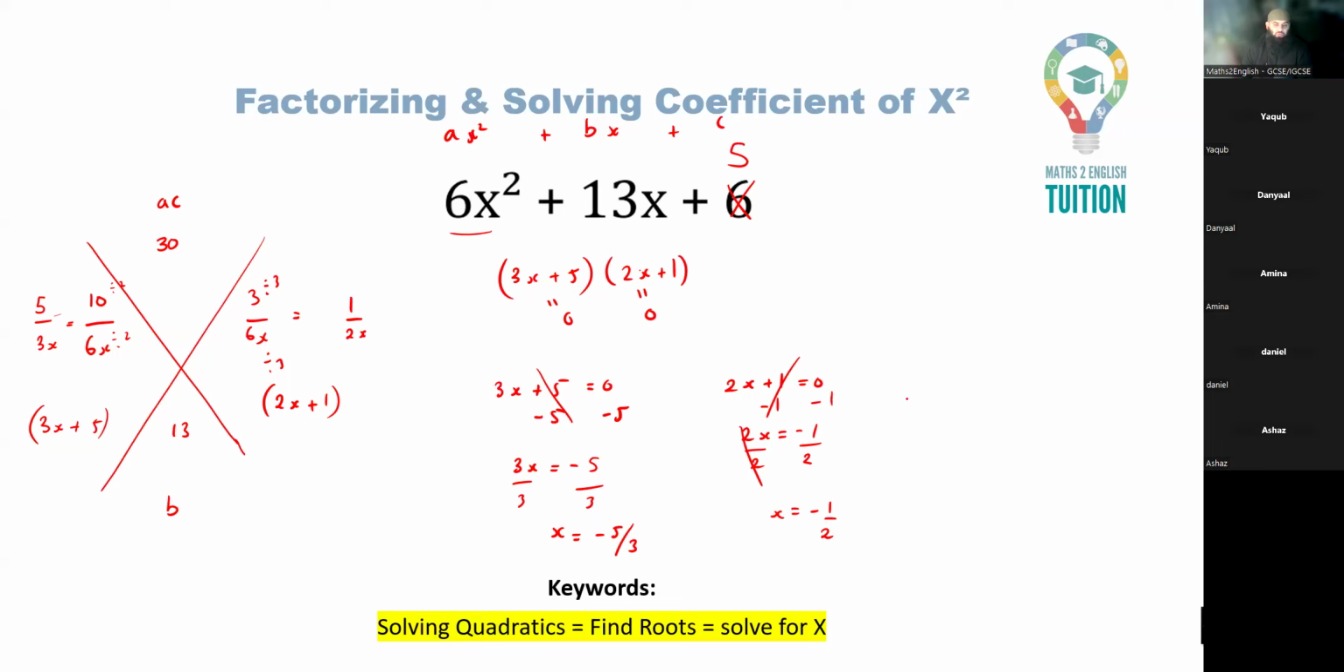Graphically, what that means is if you have a graph, you should be able to draw it up, where these two points are where the curve crosses the x-axis. All right, that's this topic. Let's move on to the next topic.